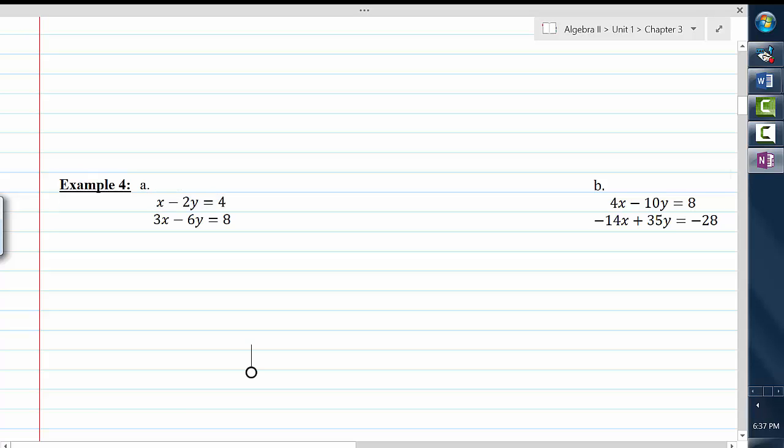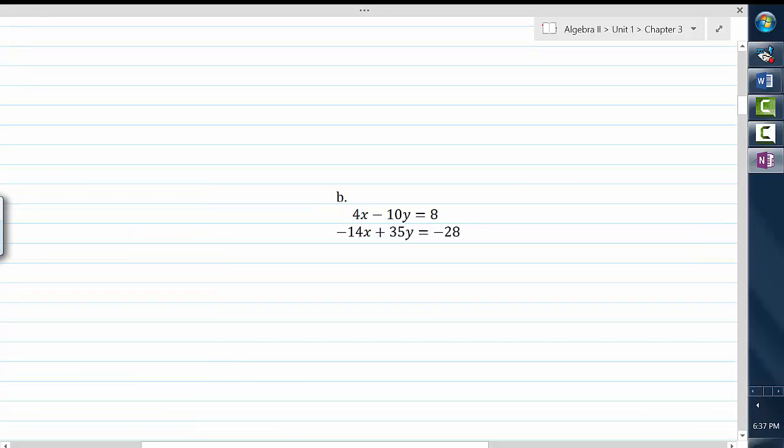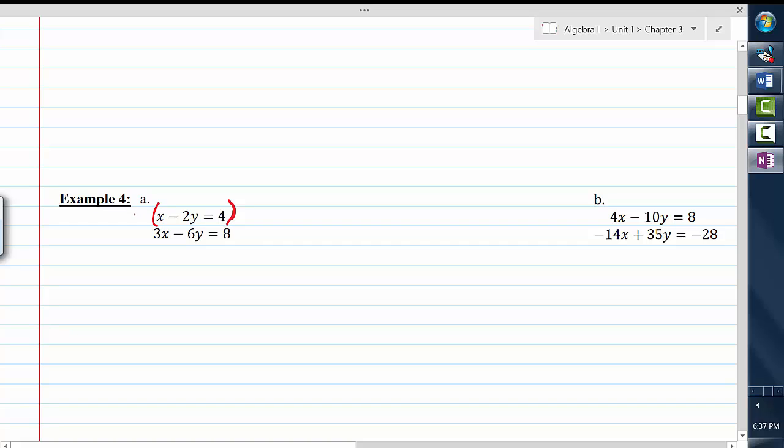Notice in this problem over here that it's not the same thing, because we can't just add these together and have one of the variables go away. We actually have to multiply one of these by something to get one of the variables to cross out. As long as I multiply everything by it, the equation is going to remain the same. Let's take this top equation and multiply it by -3. Let's rewrite the actual equations.